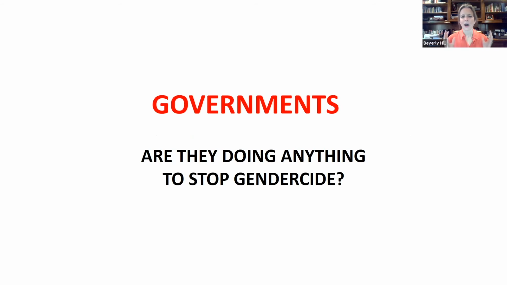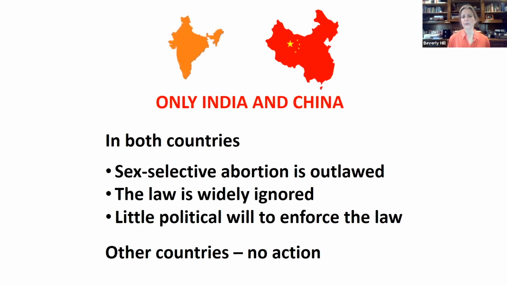Governments, are they doing anything? If this is such a big problem, you would think governments would be doing something about it. The fact is that only China and India have taken any action. It's been very half-hearted, very tepid, and there hasn't been much improvement. India has seen no improvement. They've spent huge sums of money on the problem, but it has been siphoned off due to corruption or misspent, and there has been no improvement.